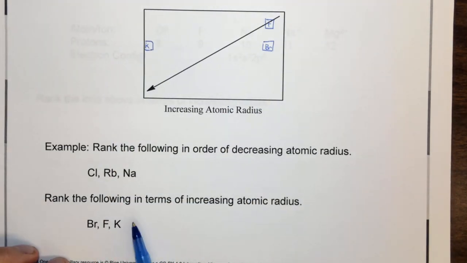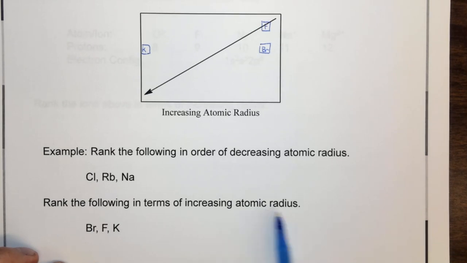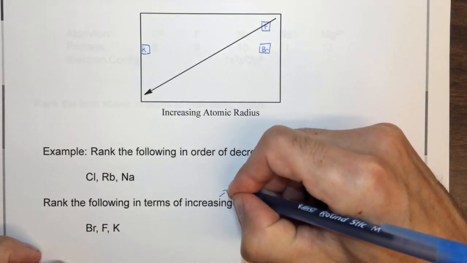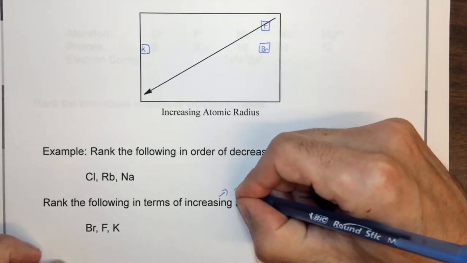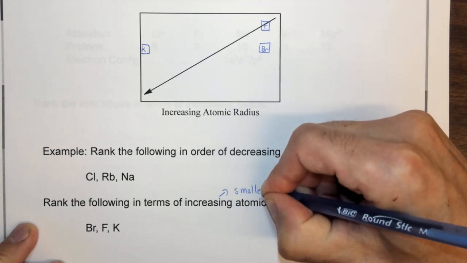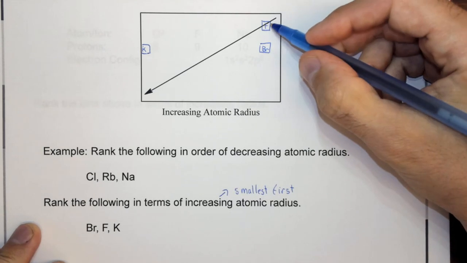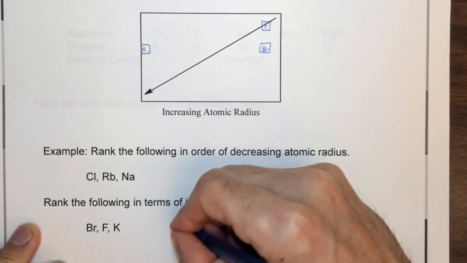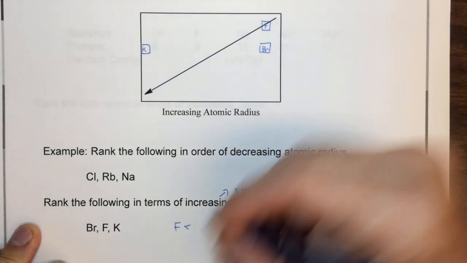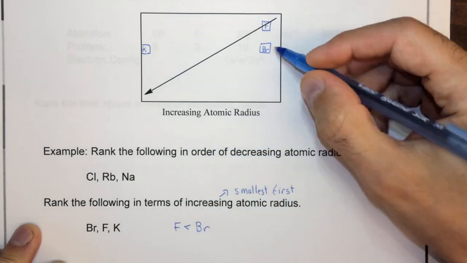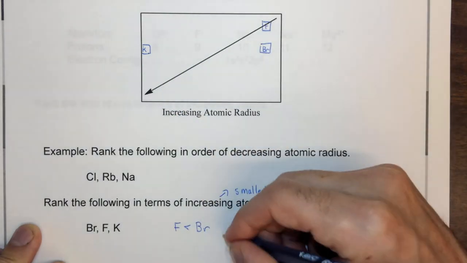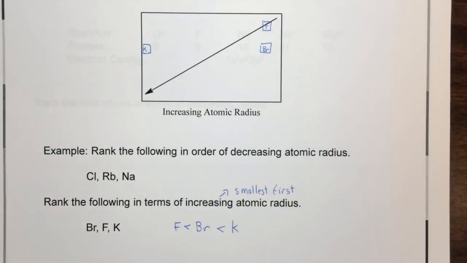Now it says, rank them in terms of increasing atomic radius. So if it's increasing, you want them to get bigger, you want to put the smallest first, as we mentioned before. Well, which one's closest to the upper right-hand corner? Fluorine is less than bromine, because it's way over to the right, is less than potassium, because it's closer to the left. So these are the orders of increasing and decreasing atomic radius.